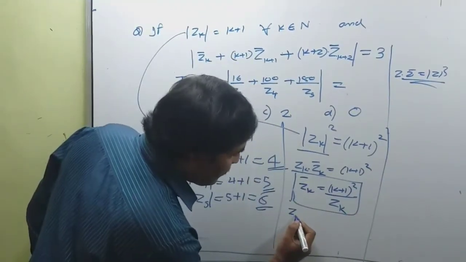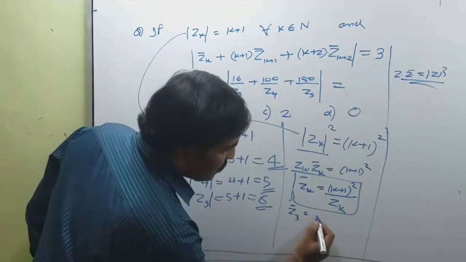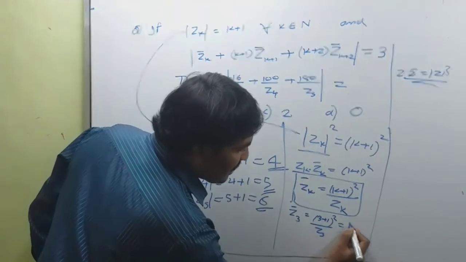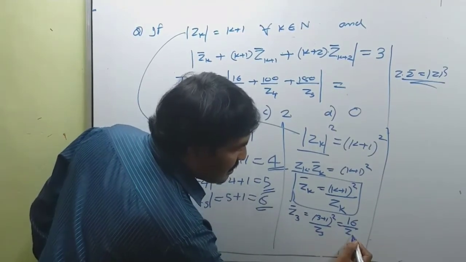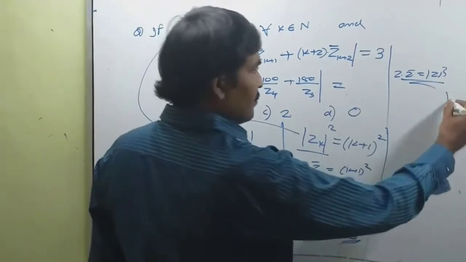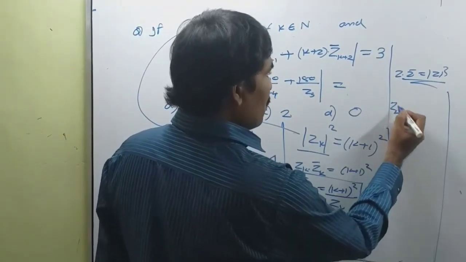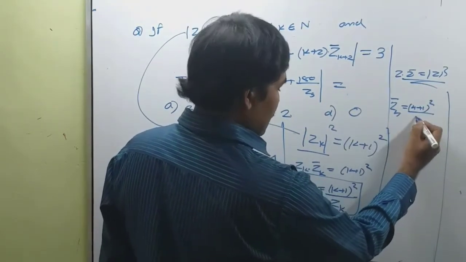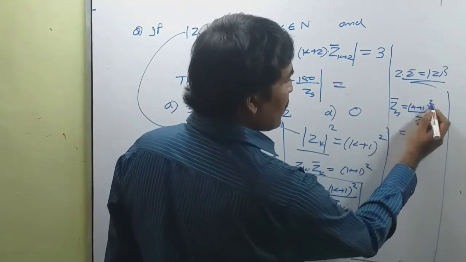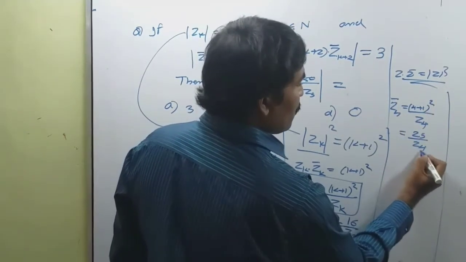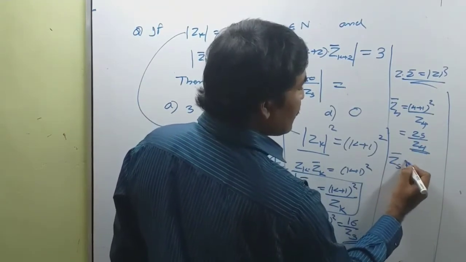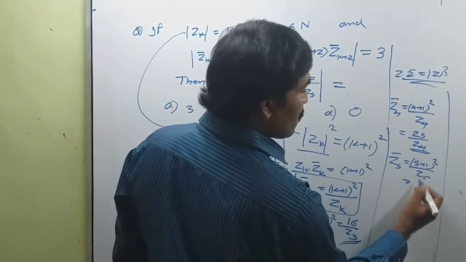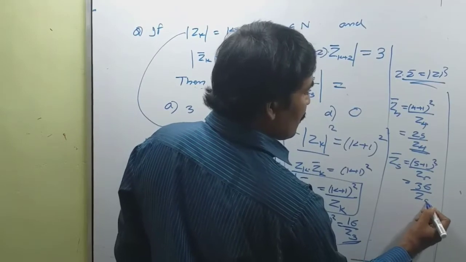Okay, now z3 conjugate is equal to (3 plus 1) the whole square divided by z3, that is equal to 16 by z3. And z4 conjugate is equal to (4 plus 1) the whole square by z4, or 5 square, 25 by z4. And z5 conjugate is equal to (5 plus 1) the whole square by z5, or 6 square, that is equal to 36 divided by z5.